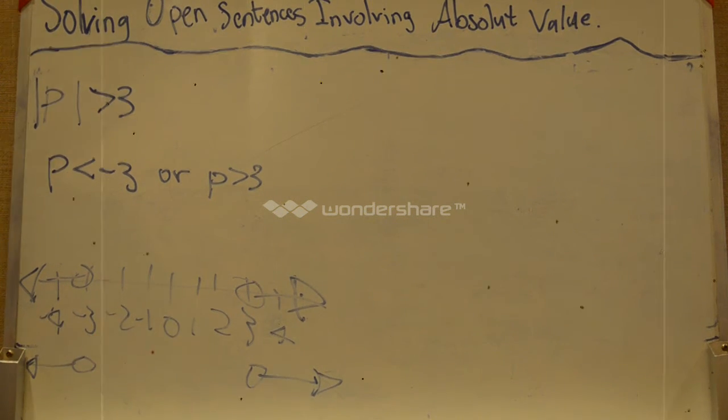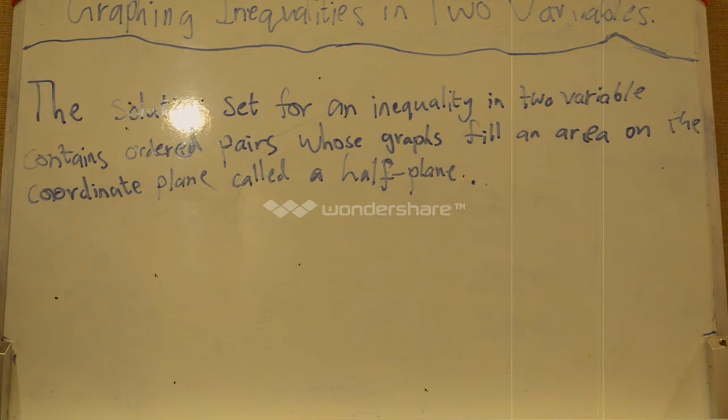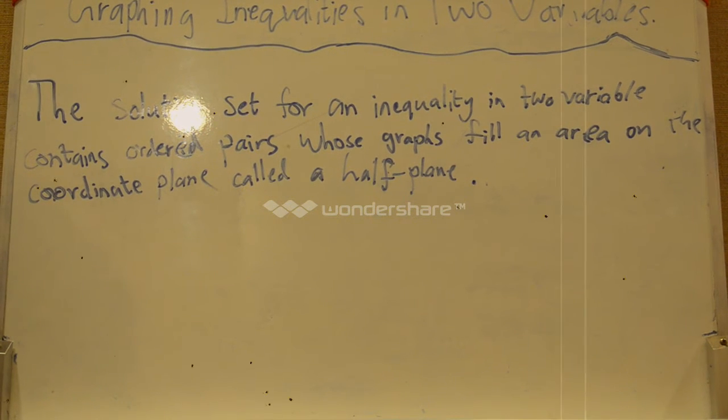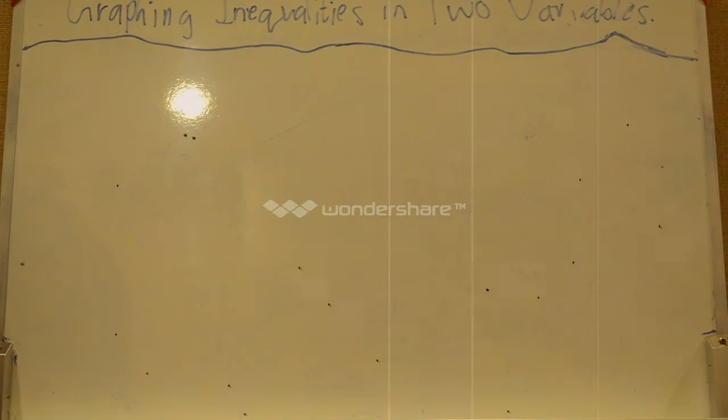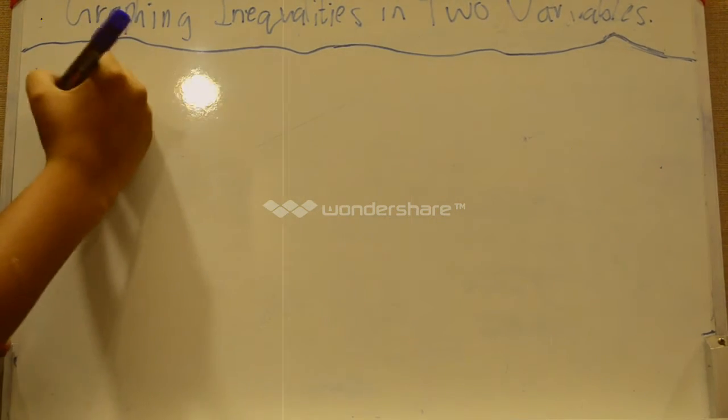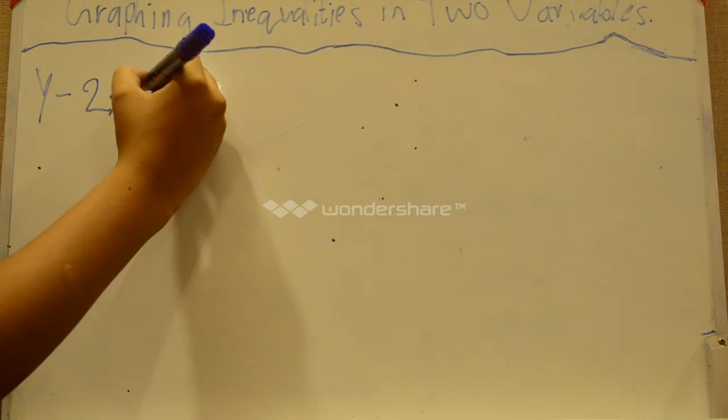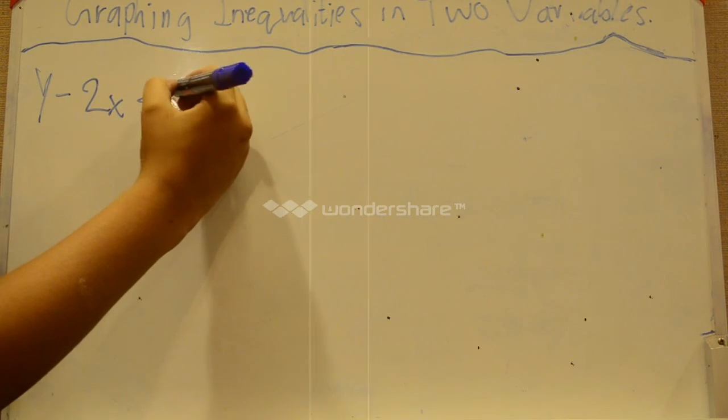Yeah. So now we're going to study the last section, graphing inequalities in two variables. The solution set for an inequality in two variables contains other pairs whose graphs fill an area on the coordinate plane called a half plane. So now let's solve an example. Y minus 2x is less than or equal to 1.